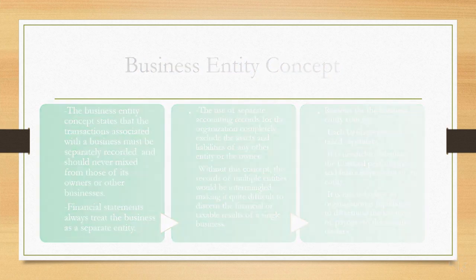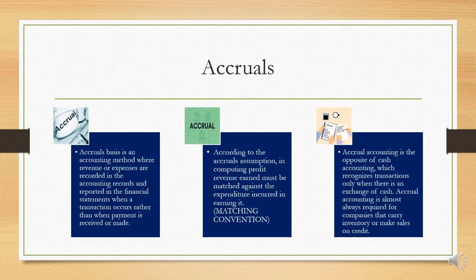Accruals. Accrual basis is an accounting method where revenue or expenses are recorded in the accounting records and reported in the financial statements when a transaction occurs rather than when payment is received or made. According to the accruals assumption, in computing profit, revenue earned must be matched against the expenditure incurred in earning it. It is called the matching convention.